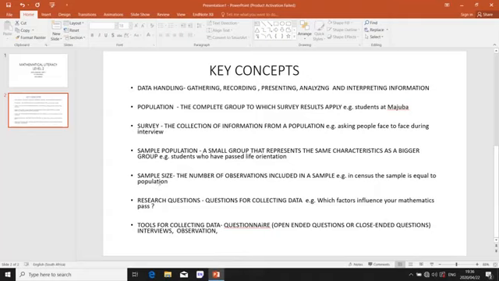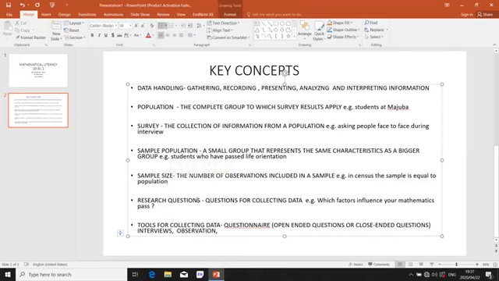We move to the sample size. What does the concept sample size mean? It is the number of observations included in a sample. For example, in a census, the sample is equal to the population.